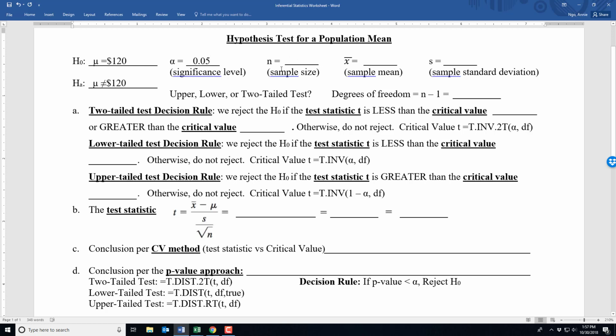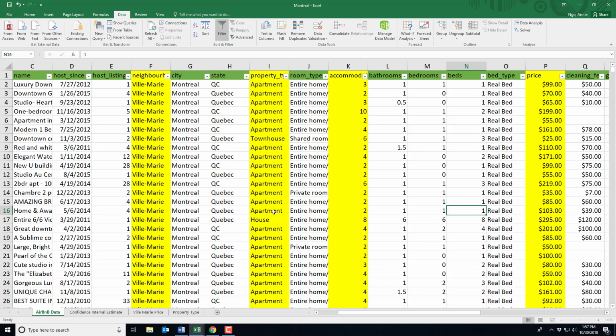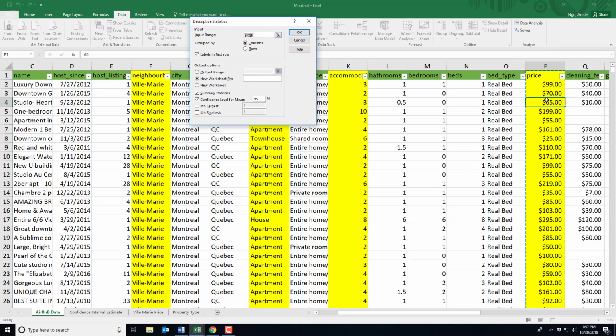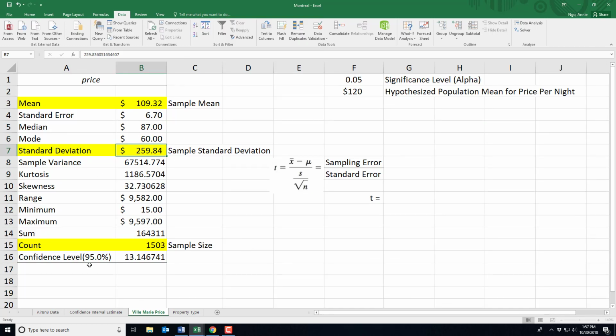Now I also need to find my sample size, my sample mean, and my sample standard deviation using the Airbnb data. So here's my Airbnb data file. In a previous video, I showed you how to run the descriptive statistics for price using the Data Analysis Toolpack. Just as a reminder, if you click on Data, there's a Data Analysis Toolpack here. Under Descriptive Statistics, we hit OK, and that's where I would choose my price and run the summary statistics. This was the data that appeared when I ran my descriptive statistics for price. So here are the three variables that we'll need.